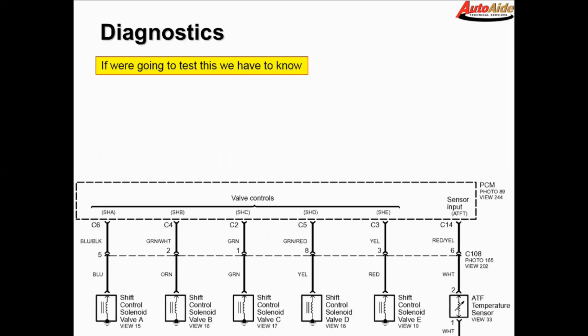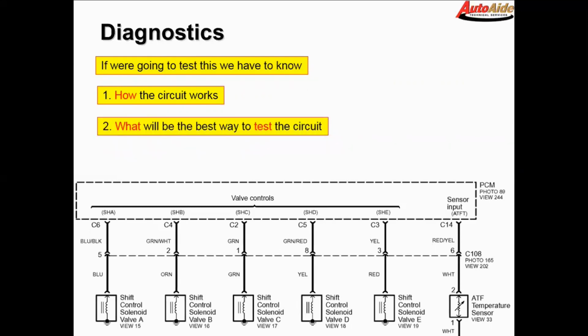So we're going to take a look at the wiring. We can see that the PCM powers the solenoids. They're permanently grounded. So these are power side switch solenoids. So we kind of got an idea how the circuit works. What will be the best way to test it?